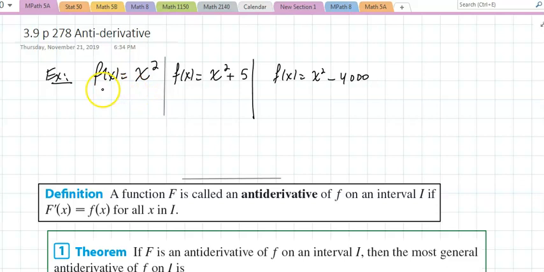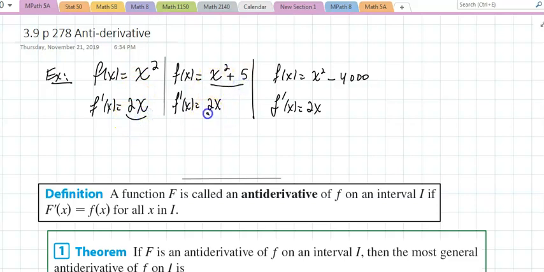If f of x equals x squared, then the derivative of this, f prime of x, would be 2x. And if f of x happened to be x squared plus 5, the derivative is actually 2x plus 0, that's the same thing. And if I take f of x to be x squared minus 4000, for example, f prime of x will turn out to be 2x. So the derivative of x squared is 2x, the derivative of x squared plus 5 is 2x, the derivative of x squared minus 4000 is 2x.